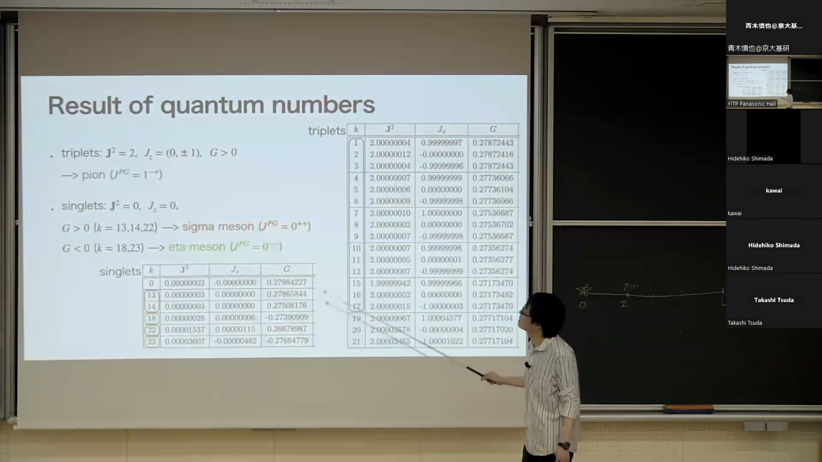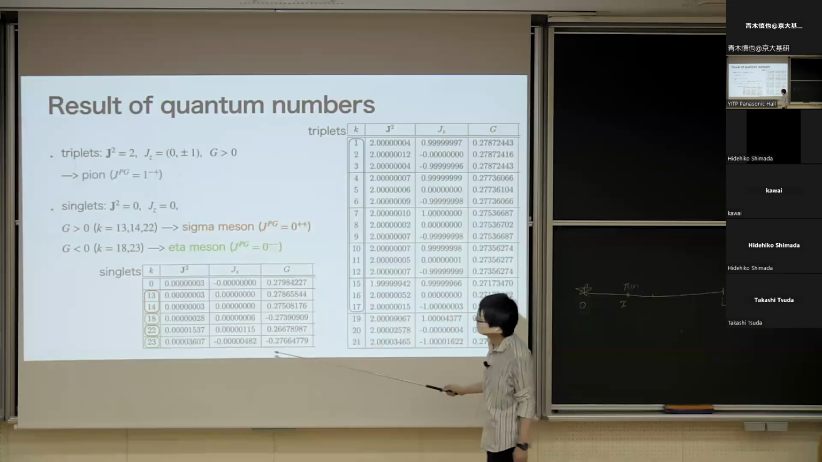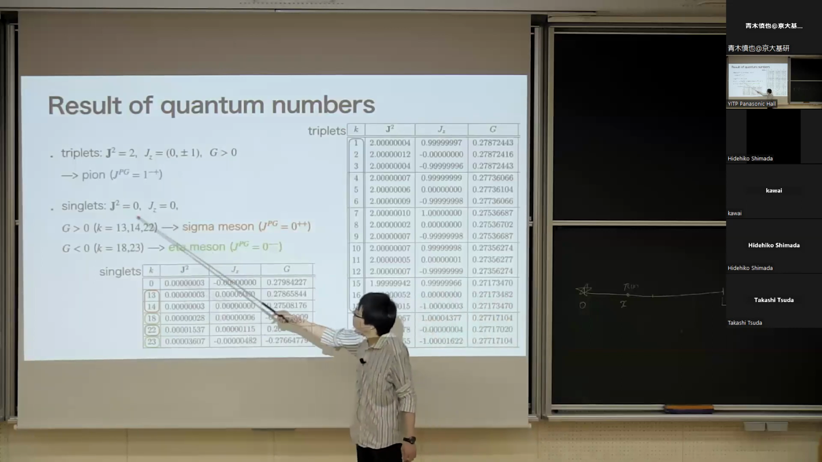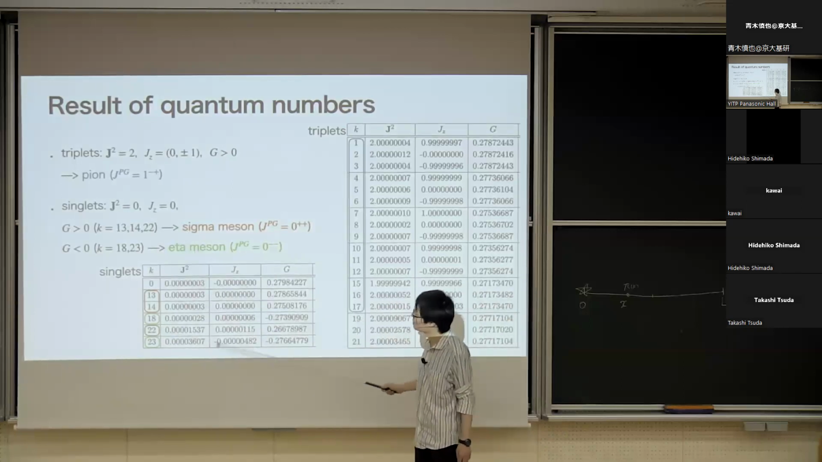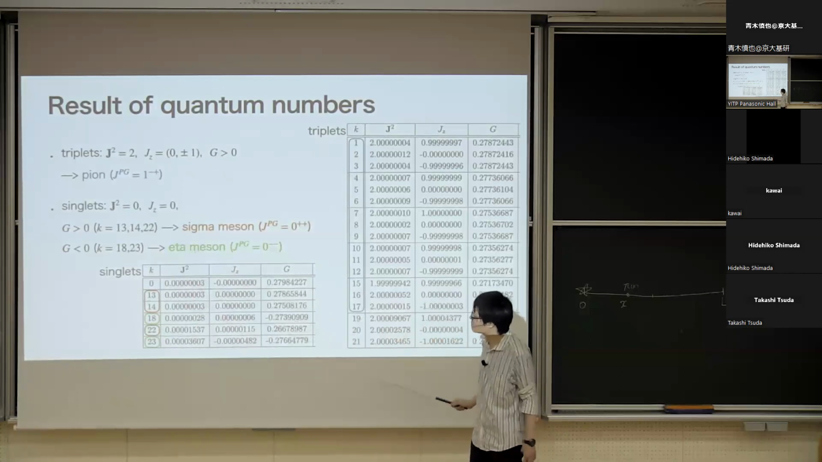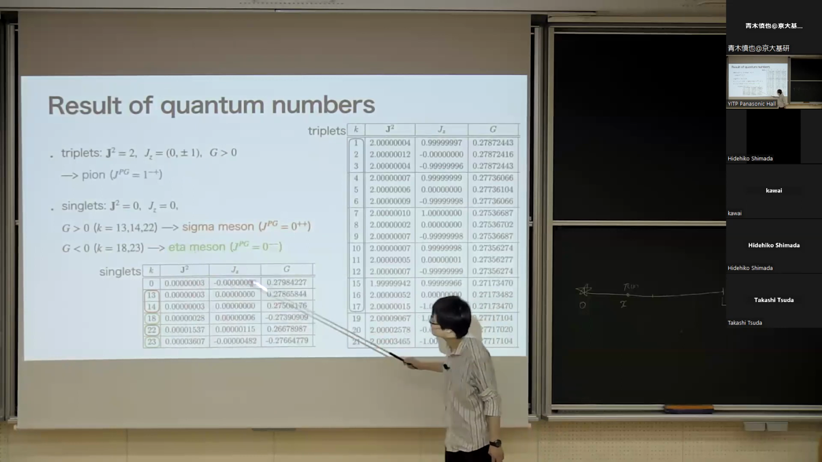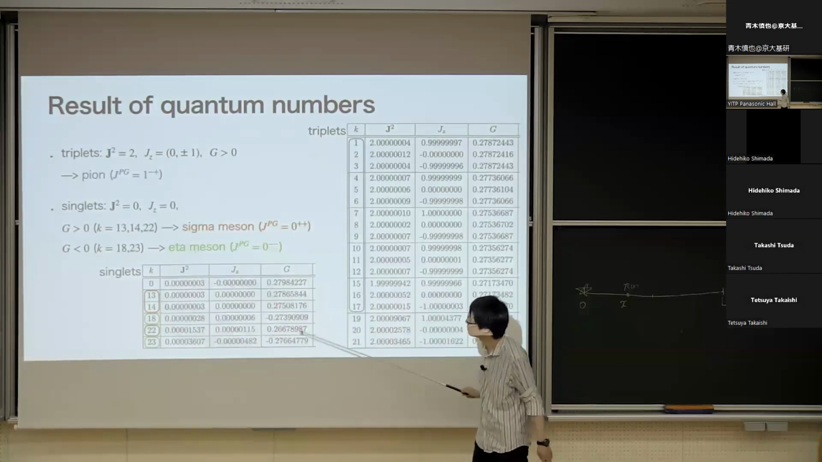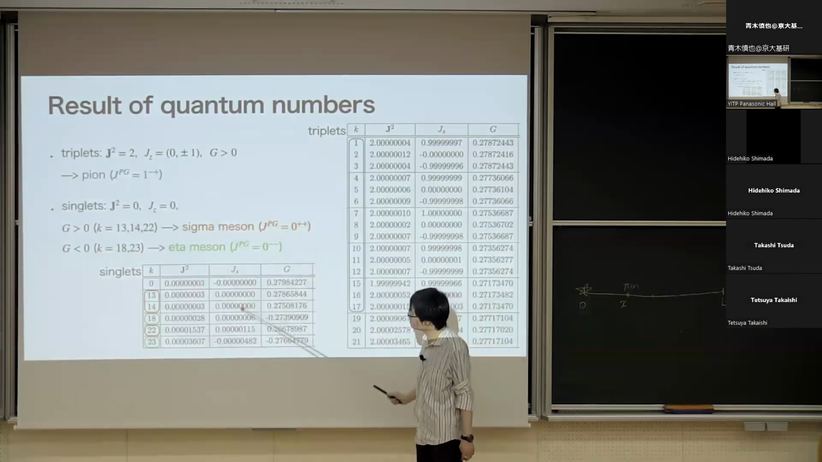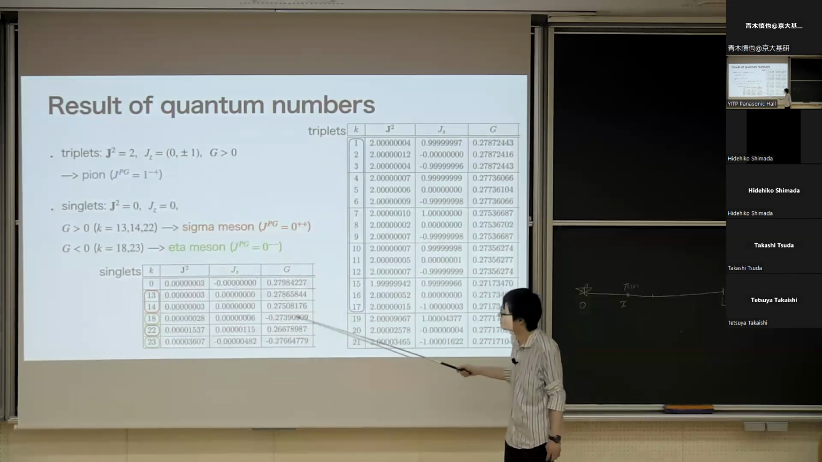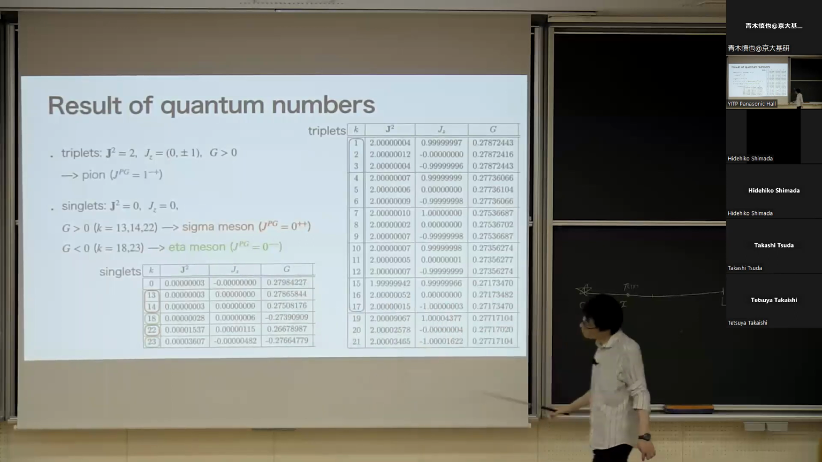And also, we can pick up singlet states here. The J square is actually 0. It means that J is a 0 state, and JZ is also 0. And G parity is different. For G parity positive states, except for the ground state, they are 13, 14, 22. So they are consistent with sigma meson. And also, G parity negative states, 18th and 23rd, can be regarded as eta meson. We identify the mesons by this method.